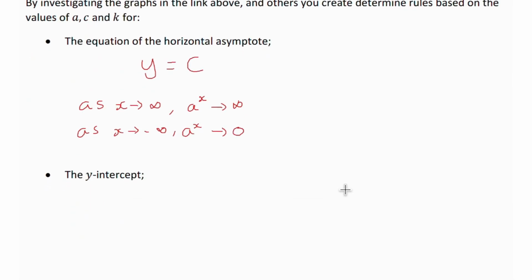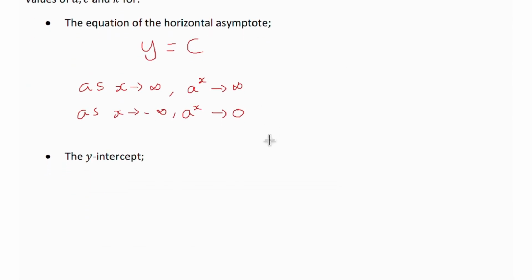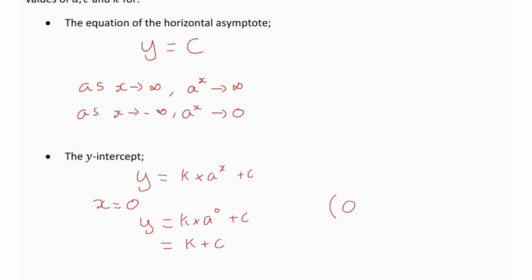Now let's think about the y-intercept. The y-intercept is a bit harder to spot, but actually if we think about the general form, we can see it. Because it's k times a to the x plus c, the y-intercept is when x is equal to, not 1, x is equal to 0. So y is equal to k times a to the 0 plus c, but a to the 0 is equal to 1, so this is just k plus c. So the y-intercept is always going to be 0, k plus c, for an exponential function of this form.